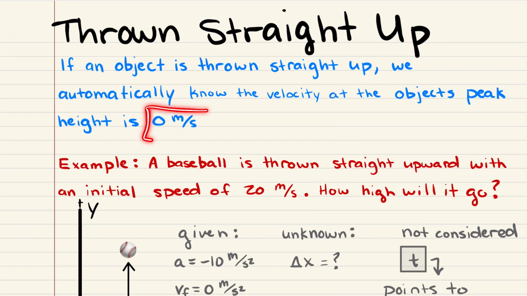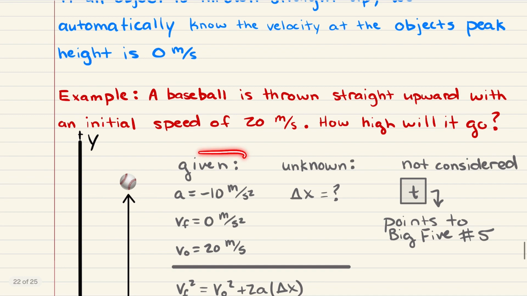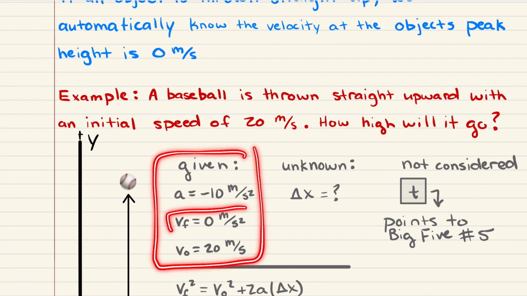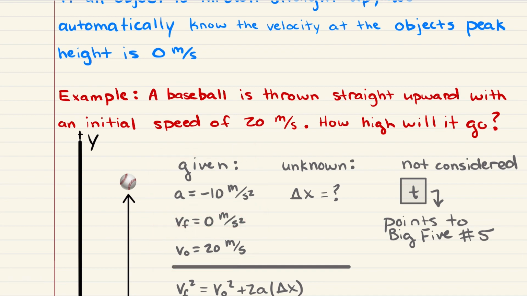All right, because if we're looking for how high it will go, we're looking for the moment that it reaches its peak. And at that point, we just said that the final velocity is zero. So we're going to have to write down in the given section that the final velocity is 0 meters per second. And that shouldn't be 0 meters per second squared. My mistake.